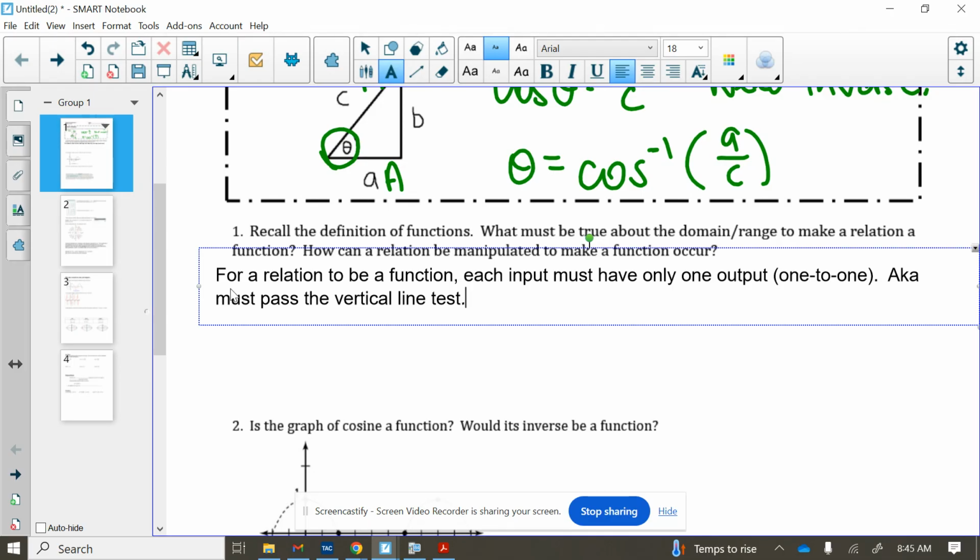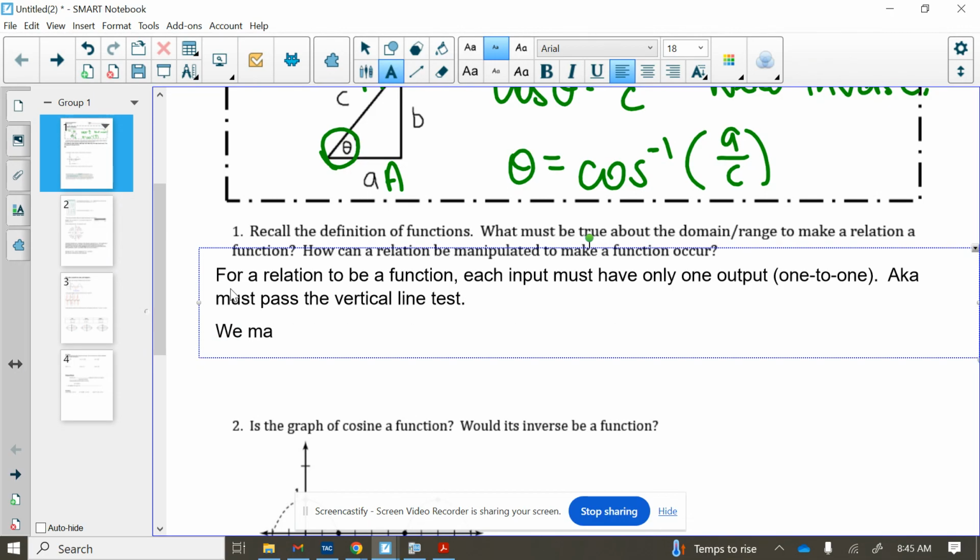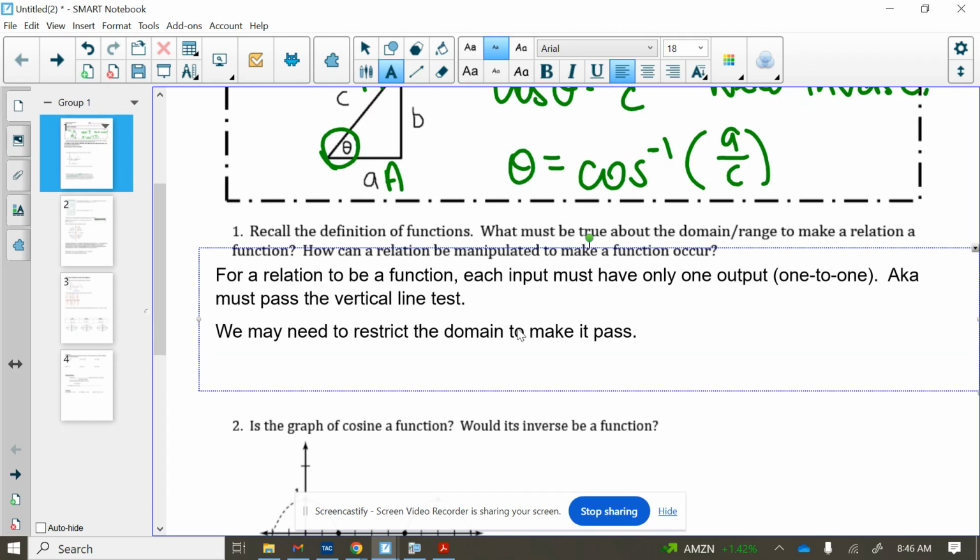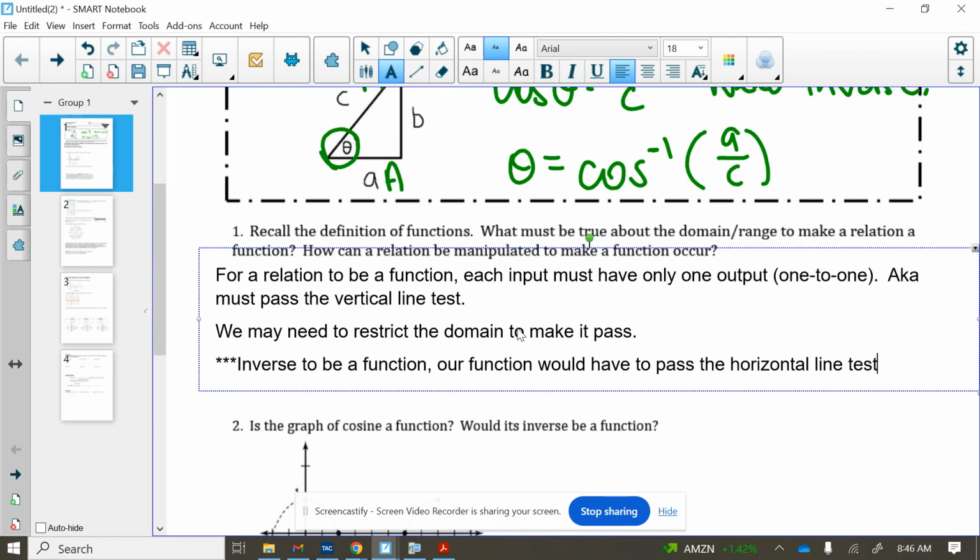And occasionally we may need to restrict the domain to make it pass. Now, something to note: if we want the inverse to be a function, our function would have to pass the horizontal line test. So that's when we use the vertical versus our horizontal line test.